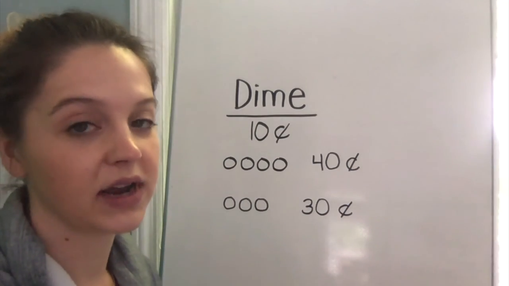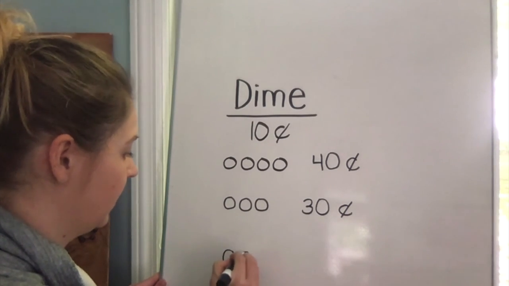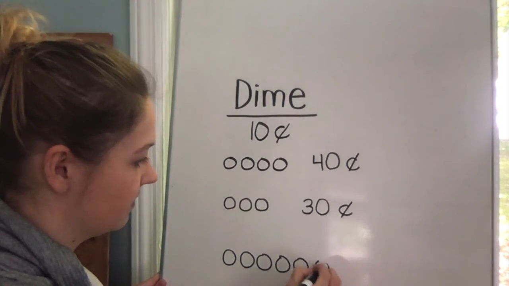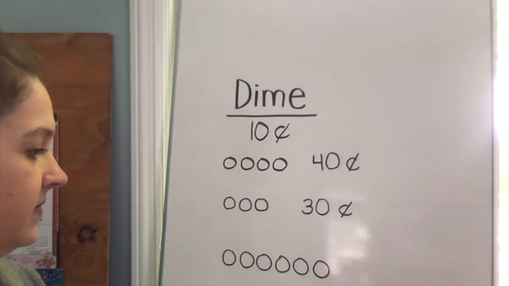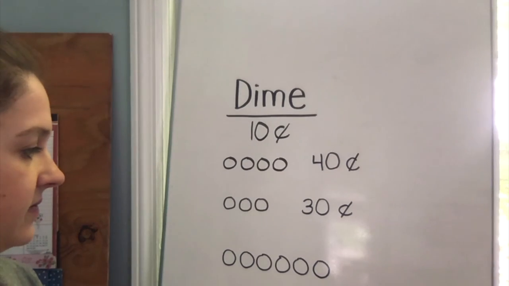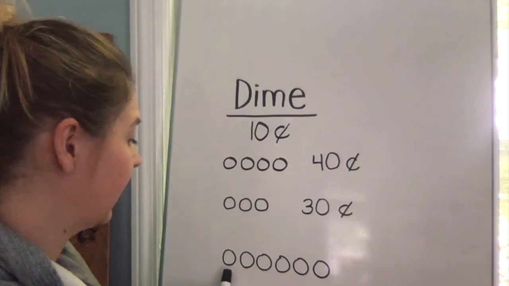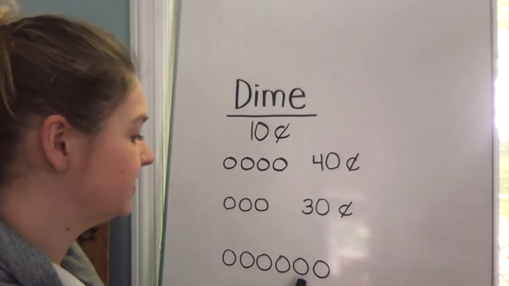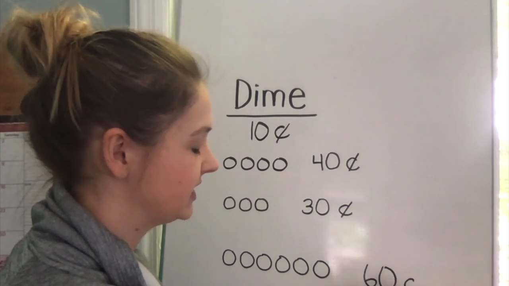Now you try one. I'm going to draw a picture and I want you to count the dimes by tens. How much money do I have here? Go ahead and count those on your own. Let's check your answer and see if you were right. 10, 20, 30, 40, 50, 60. This group of dimes has 60 cents.